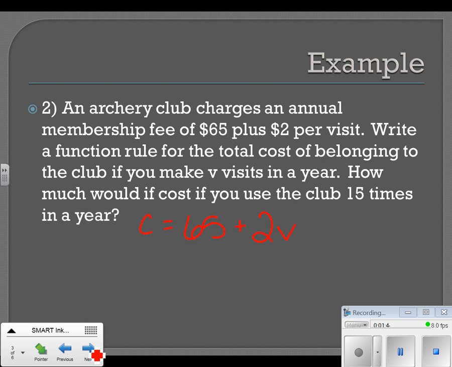So if we were going to use that club 15 times, the cost would be 65 plus 2 times 15. So 2 times 15 gives you 30 plus the 65 to give you a total cost of $95.